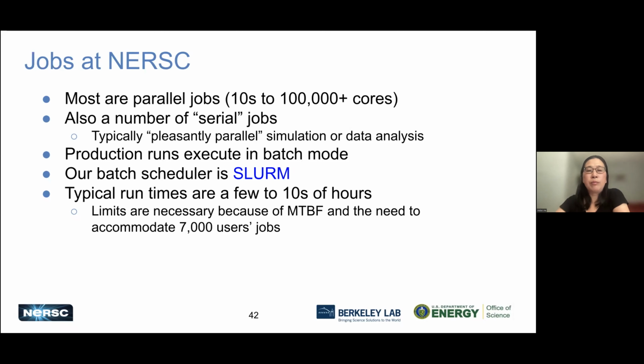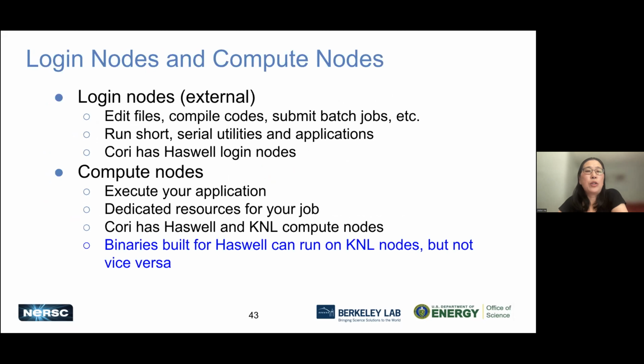It's called Slurm, and it's not first in, first out. We have queue policies that try to be fair and try to have maximum utilization of the system. So we have two types of nodes. Login nodes you would use to edit your files, compile, and submit your jobs. You could run very, very short serial utilities, but not parallel jobs there. Do not run production jobs on login nodes either. And the compute nodes are a dedicated resource, right?